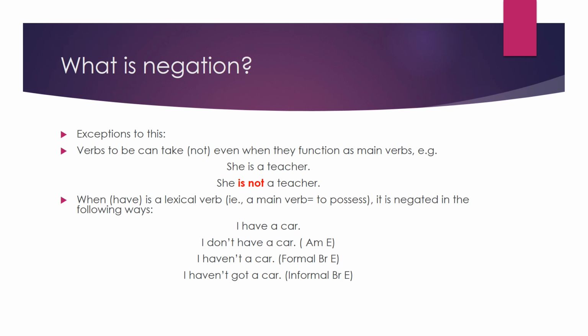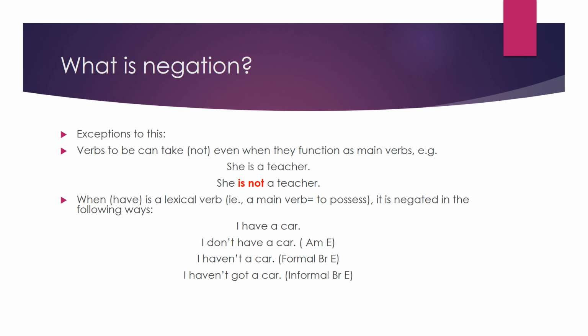In formal British English, in fact, they deal with have just like the verb to be, which means that the verb have here, although it is a main verb, can take the not and change the sentence into negative. So in formal British English they say I haven't a car, but in informal British English they prefer to add got to be the main verb, while have will be the auxiliary. So the sentence will be, in the negative, I haven't got a car.